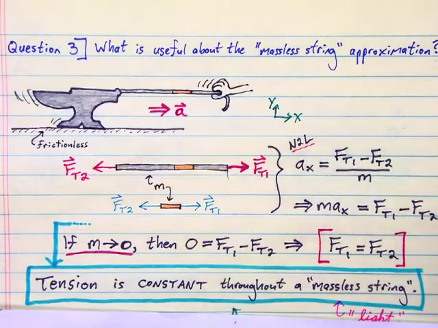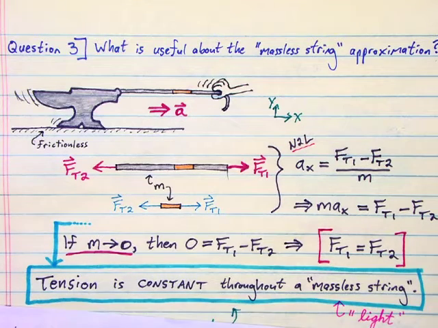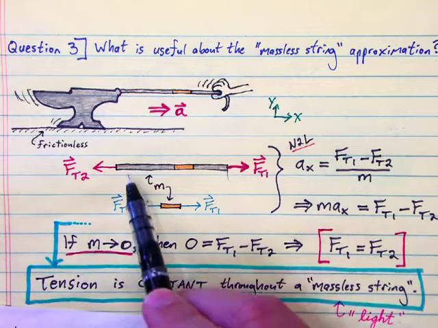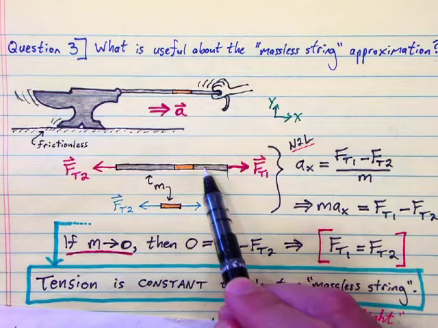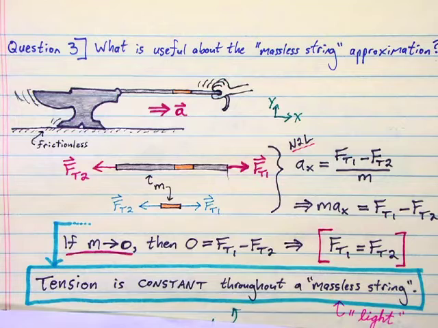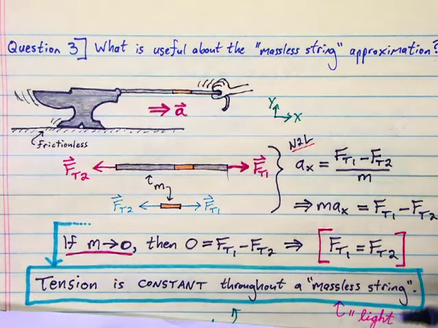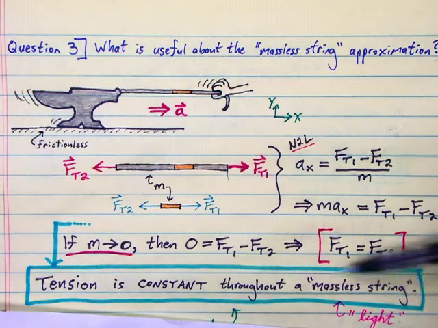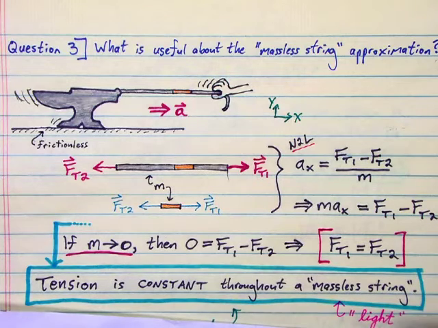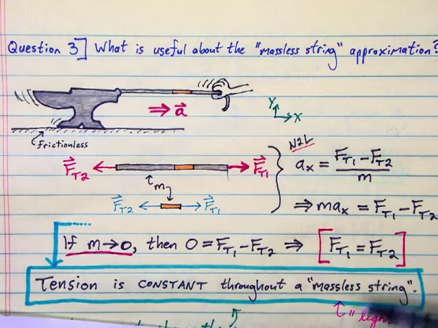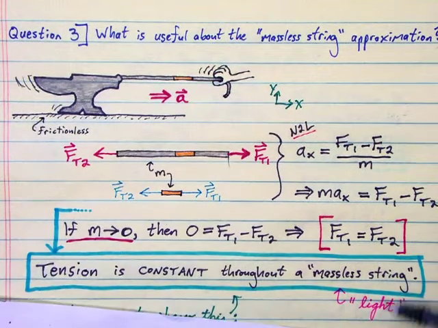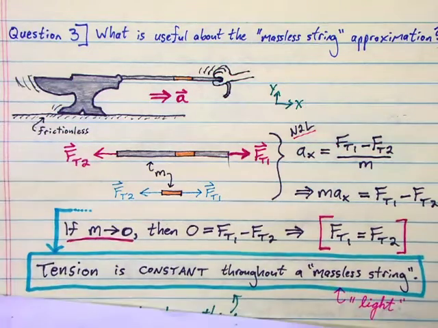And that's the most important conclusion from this video. The tension is constant throughout a massless string. Tension will be the same at every single point inside the string if we're using this massless approximation. And when you're reading through a scenario, a good clue to you that you can use the massless string approximation is if the string is described as light. A light string, that's suggesting that its mass is negligible, and the tension will be constant throughout it.